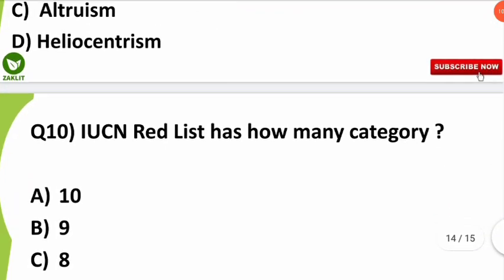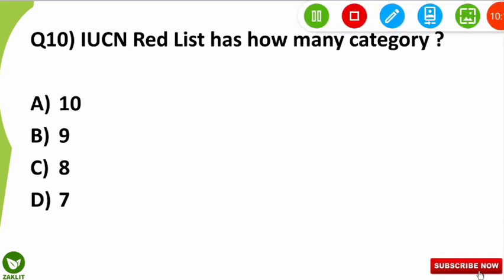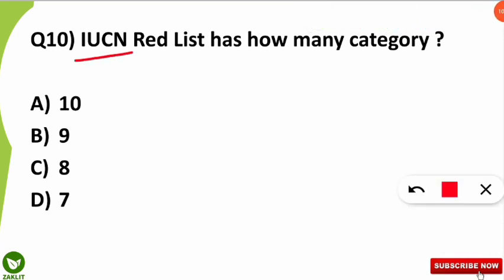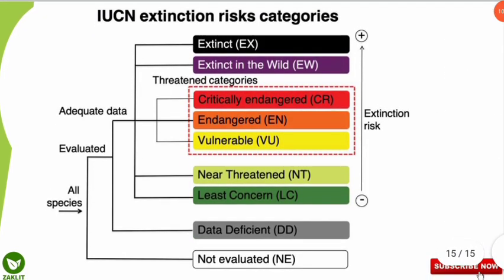Let's move to the final question. The final question was: the IUCN Red List has how many categories? It was not asking how many categories IUCN has; it was specifically asking about the IUCN Red List. So the correct option will be option number B. It has 9 categories and they are very, very important. You should note down all these things. They are very, very frequently asked questions.